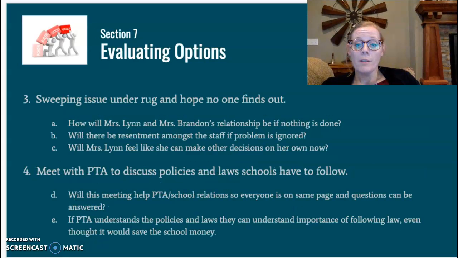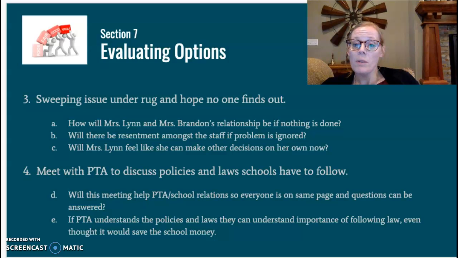The next solution would be sweeping it under the rug. I also think that this would not be something you'd want to do. I think Mrs. Lynn and Mrs. Brandon's relationship could continue to suffer. I think there might be resentment among staff members if we pretend that it didn't happen. And then Mrs. Lynn may also feel like she can make these kinds of decisions in the future, and we want her to think twice and follow a chain of command instead.